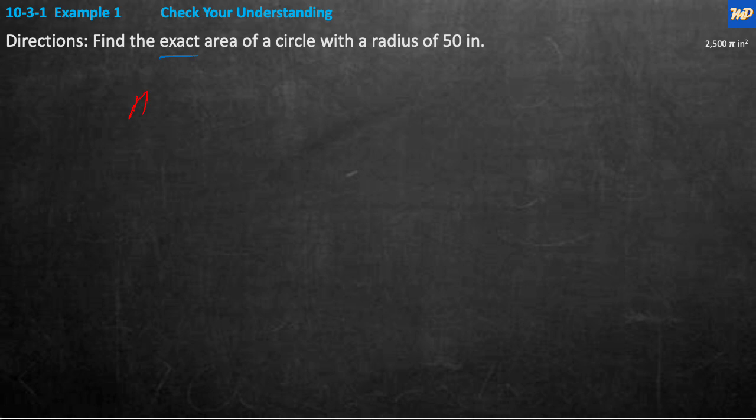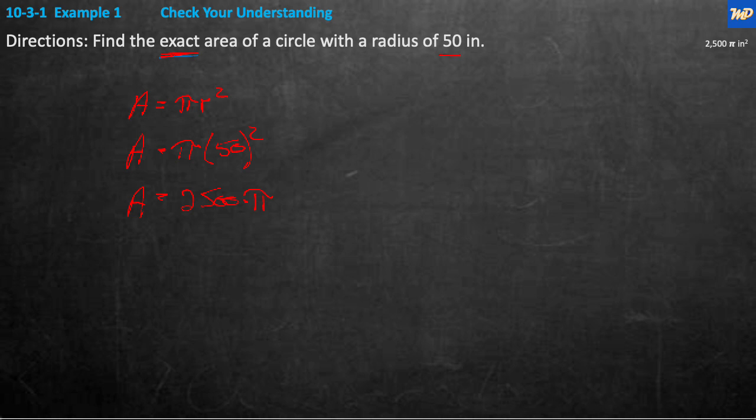Let's do red. That's kind of nice. A is equal to pi r squared. So now we know the radius, 50 inches. And they want the exact, so we know what that means. It means the pi doesn't disappear. So area is equal to pi r, which is 50, squared. We all know what 50 squared is, right? A is equal to 50 squared, which is 2,500. 5 times 5 is 25, and two zeros. So 50 times 50 is 2,500, and pi.